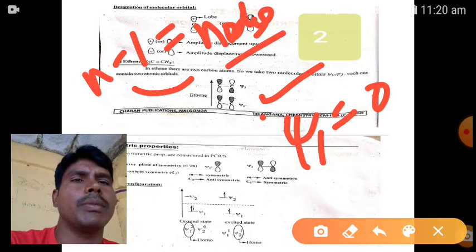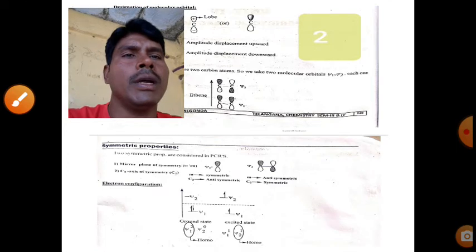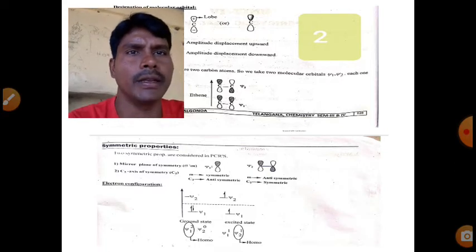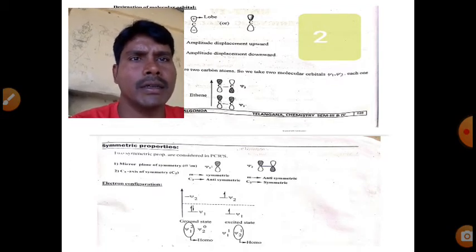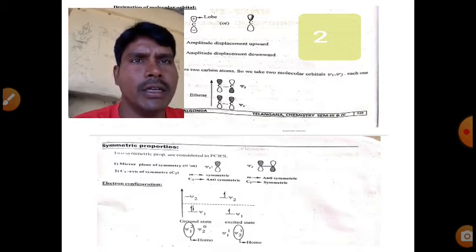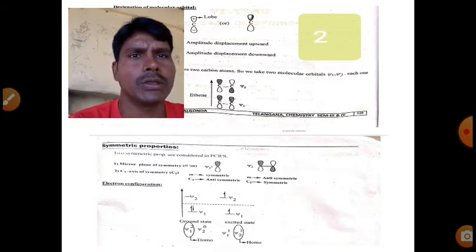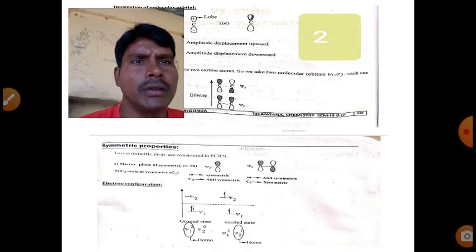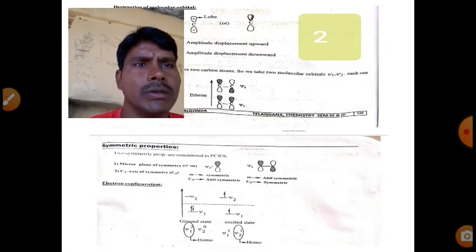Now the symmetry properties. Two symmetry elements are considered in pericyclic reactions: the plane of symmetry or mirror plane, that is sigma or m, and the axis of symmetry, that is Cn or C2 axis. For ethene, psi 1 is symmetric with respect to m and anti-symmetric with respect to C2; psi 2 is anti-symmetric with respect to m and symmetric with respect to C2.